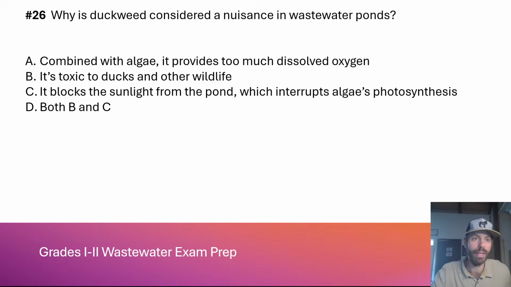I'll do one more, and then I'll check on the chat box. Why is duckweed considered a nuisance in wastewater ponds? A, combined with algae, it provides too much dissolved oxygen. B, it's toxic to ducks and other wildlife. C, it blocks the sunlight from the pond, which interrupts algae's photosynthesis. D, both B and C.